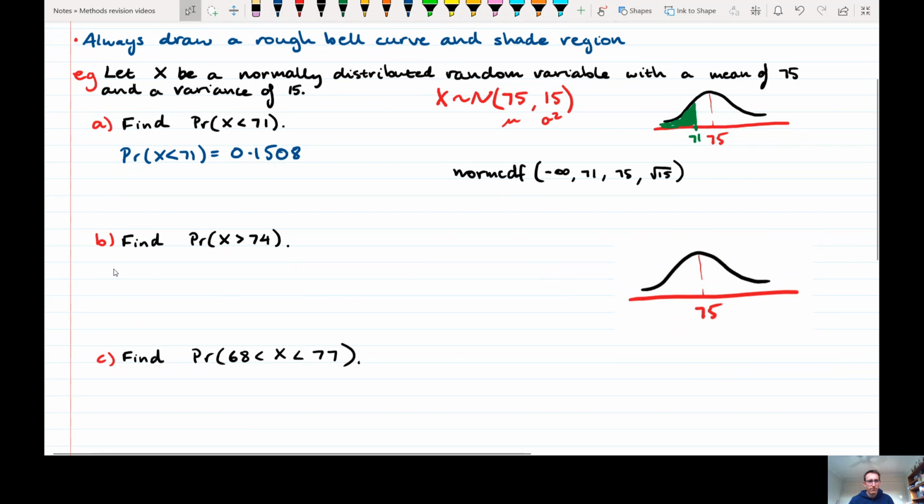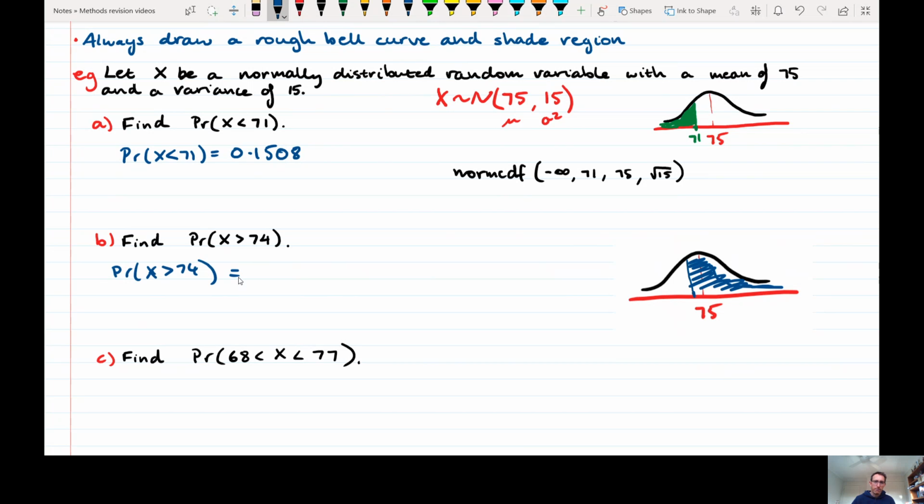Probability of x being greater than 74 this time. Again, I've already got the bell curve over here, which is handy. And now what I'm going to do is mark in 74. 74 is probably there-ish. And I'm asked for bigger than 74, which is all of that this time. So x is bigger than 74.